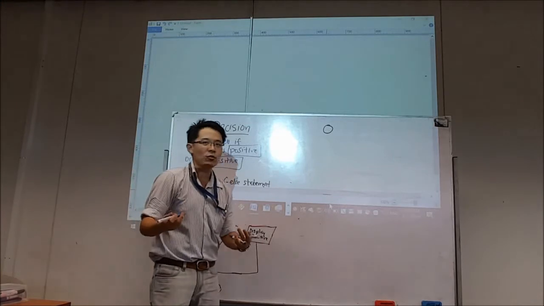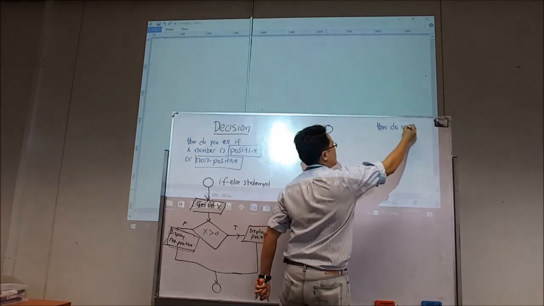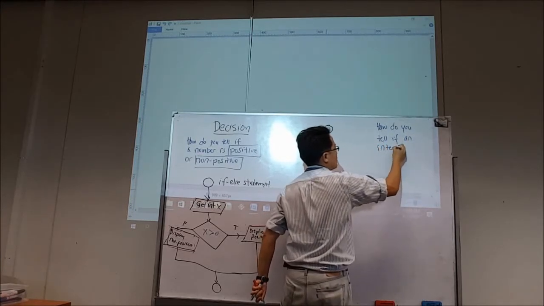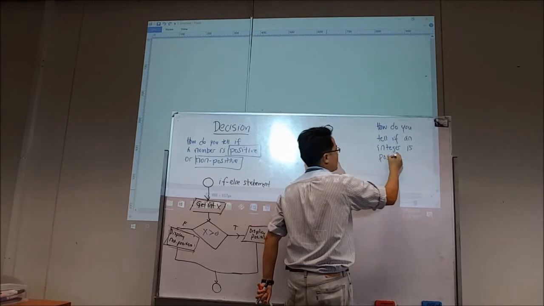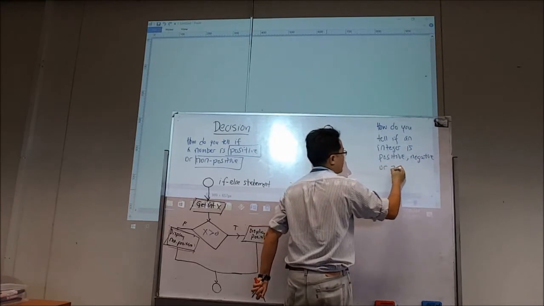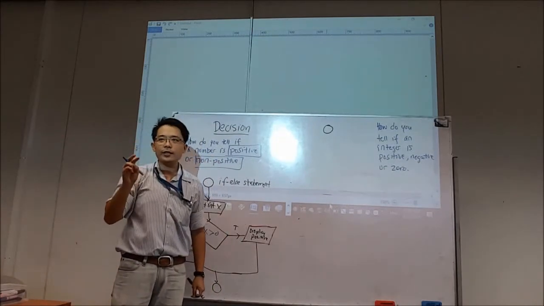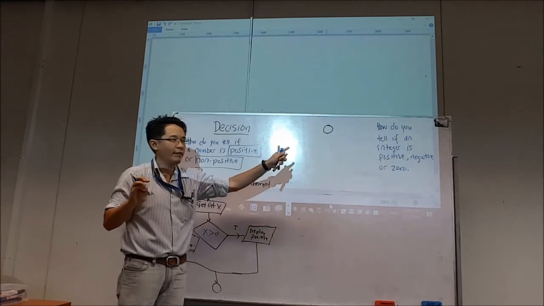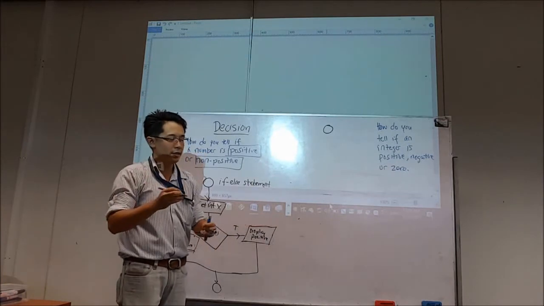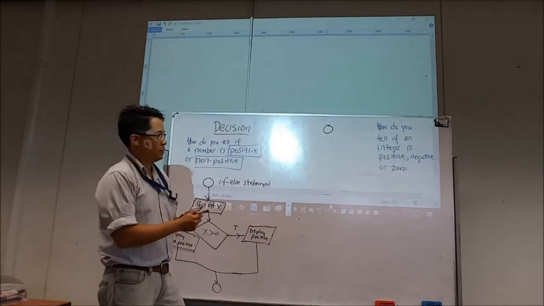Now, suppose that now I change the question to sound like this. How do you tell if an integer is positive, negative, or zero? So there are three possibilities here, right? For a decision structure, you only give two outputs. But here, we are having a situation where we have more than two. In this case, three only. Positive, negative, or zero. Such a problem requires an if, else, if decision.